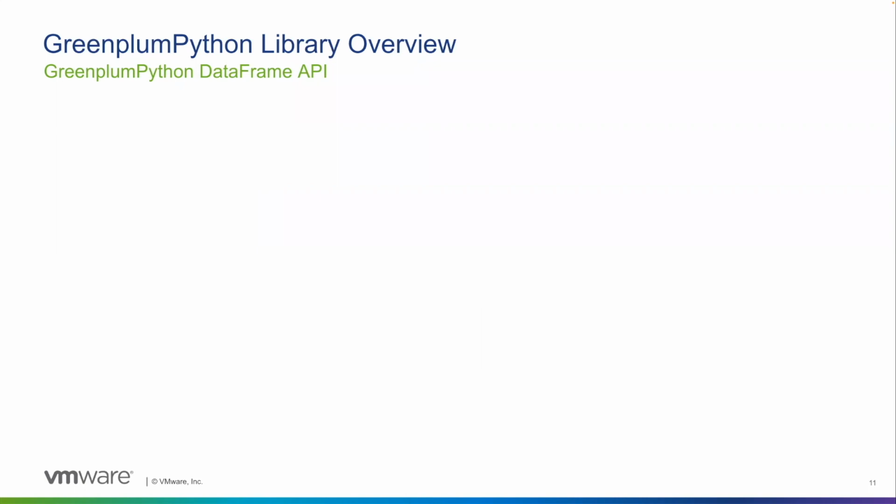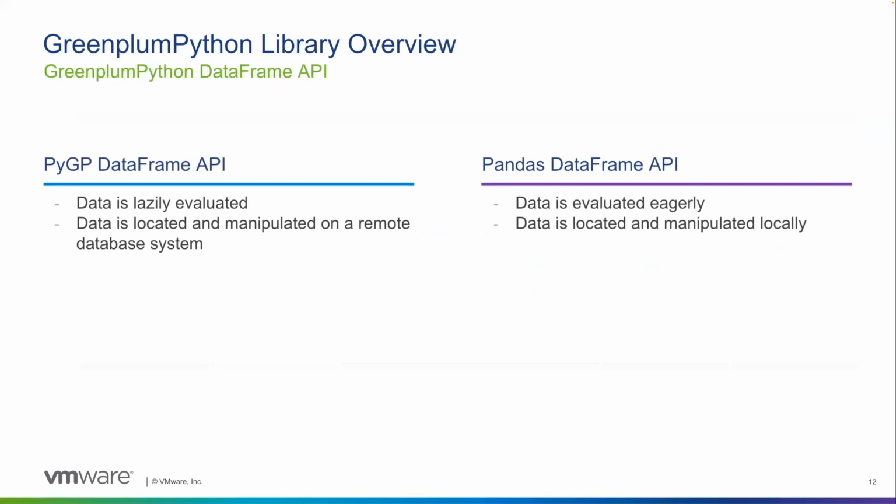If we compare Greenplum Python data frame to Pandas data frame, it's very similar, except for some key differences. Firstly, data in a Greenplum Python data frame is lazily evaluated, meaning they are computed only when they are observed, resulting in improved efficiency in many cases, while data in Pandas data frame is evaluated eagerly. Secondly, data in Greenplum Python data frame is located and manipulated on a remote database system, while for Pandas, it's locally. This is in the data science world.